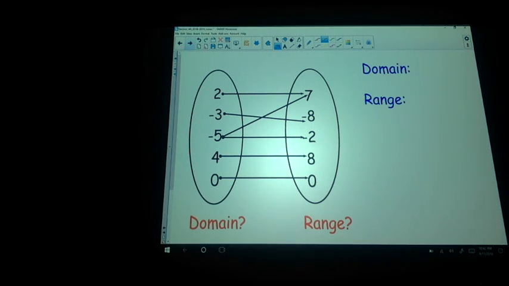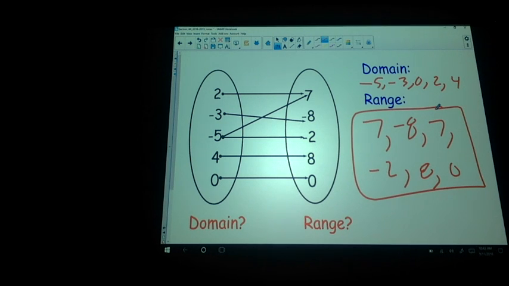So the domain, I can go ahead and list it in order. And then take a look at the range. 2 goes to 7. And it goes to -8. Now I'm going to change the order of these. 5 also goes to 7. 5 goes to -2. 4 goes to 8. And 0 goes to 0. Now I didn't put these in numerical order, but do you notice that the 7s happen twice? Okay? So the domain is your X. The range is your Y. The domain is called your input. The range is called your output.